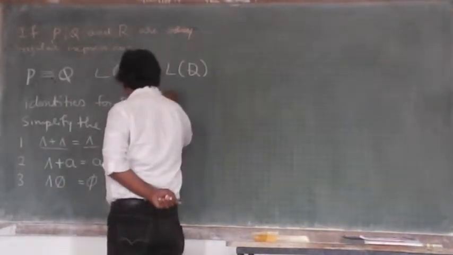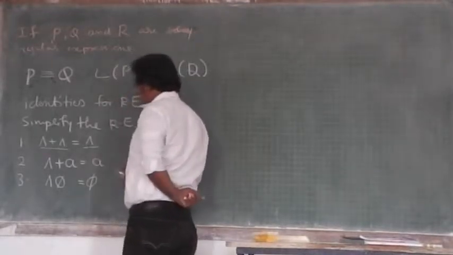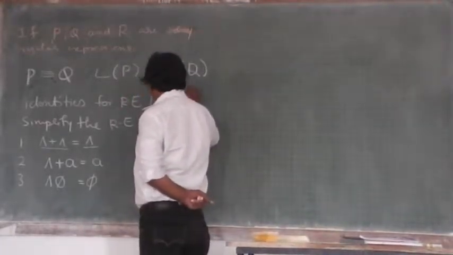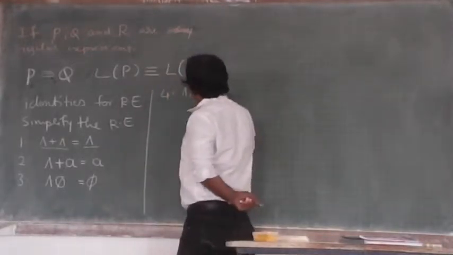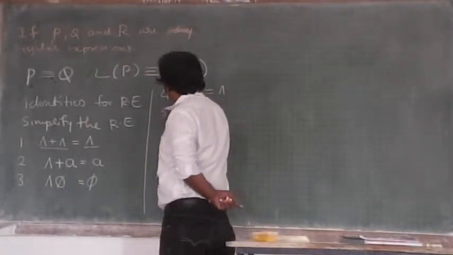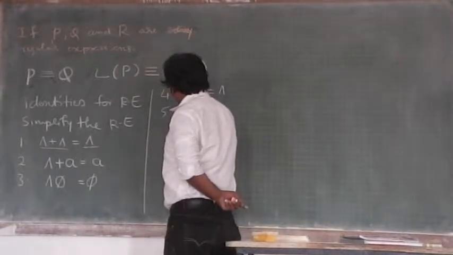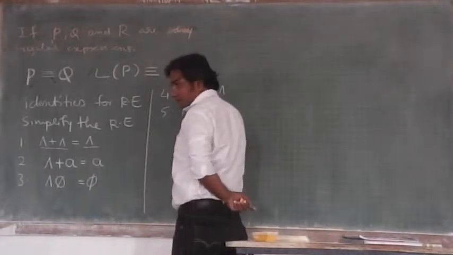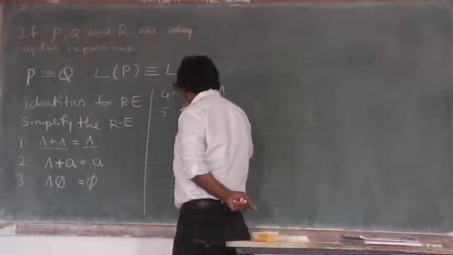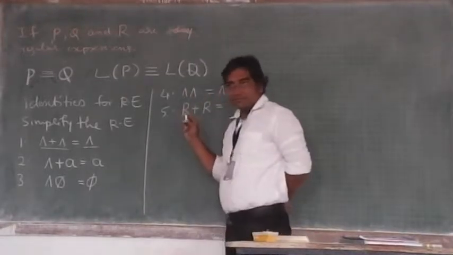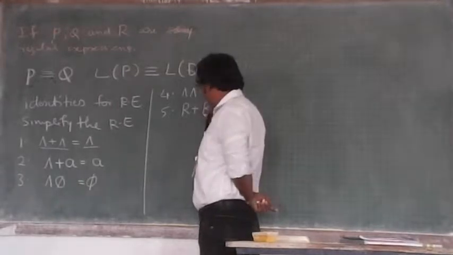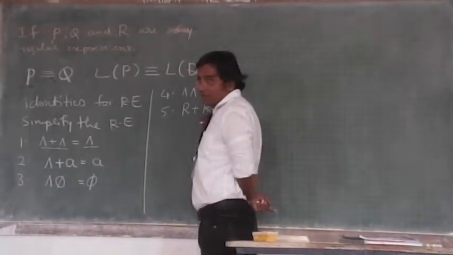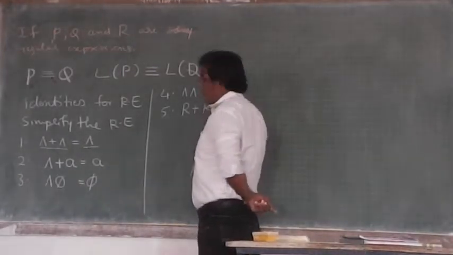Fourth identity I can consider. Null into null, or null and null. This is null. Fifth, if R is one regular expression, R or R, what is it? R is any regular expression, and if I OR it with the same regular expression, then the equivalent one is R.